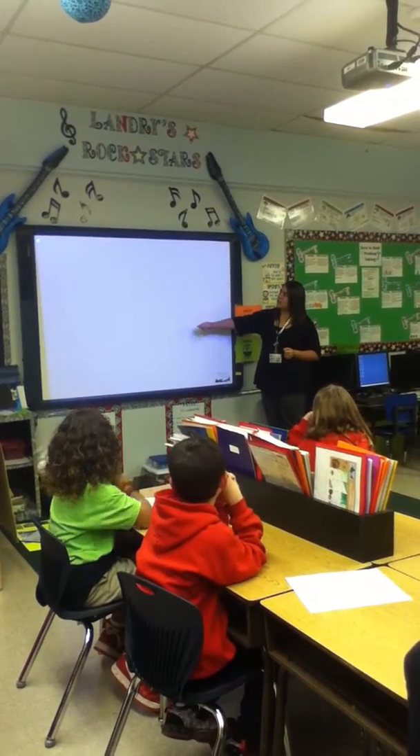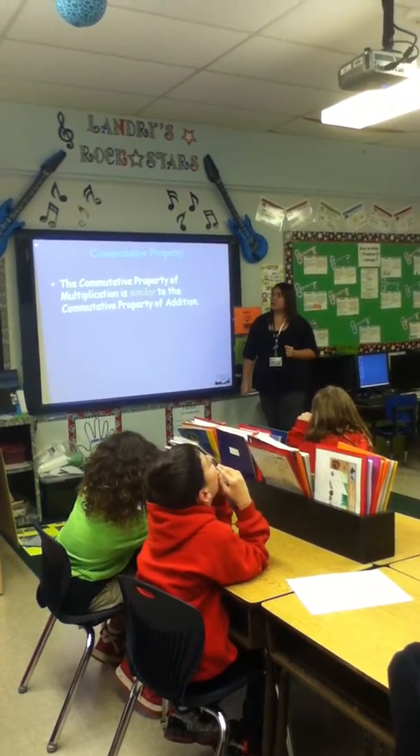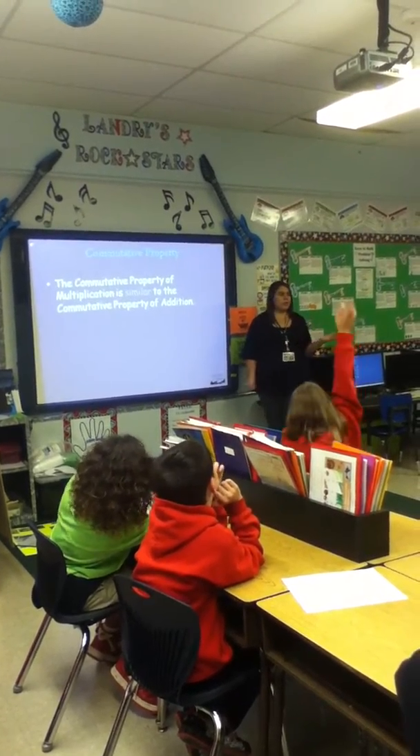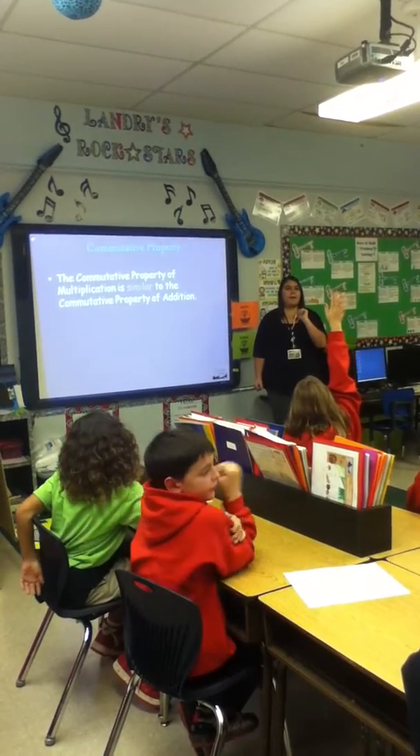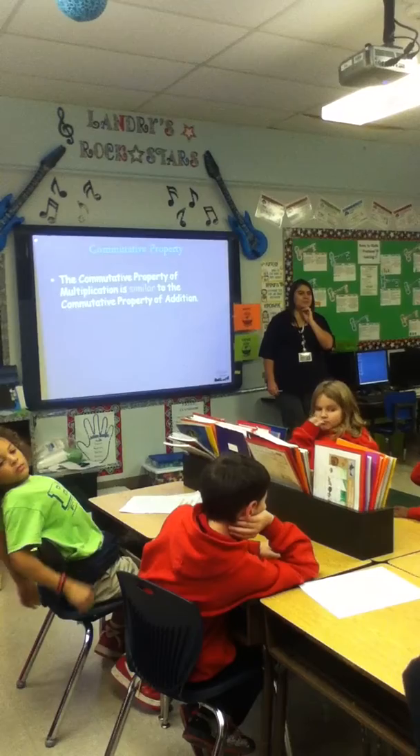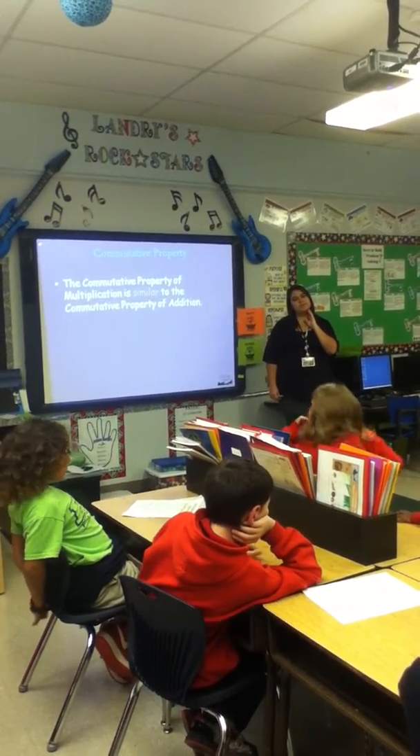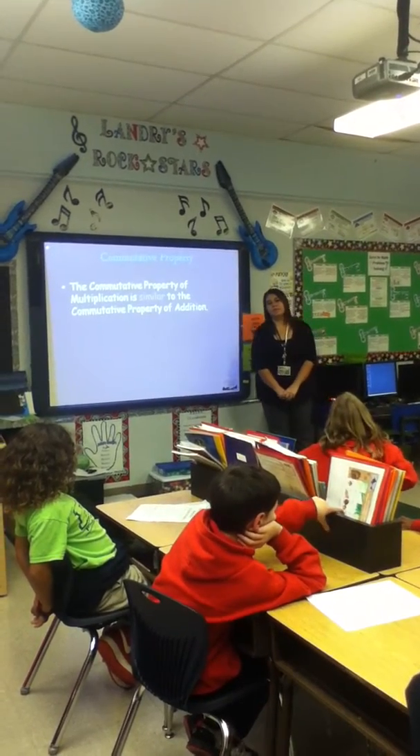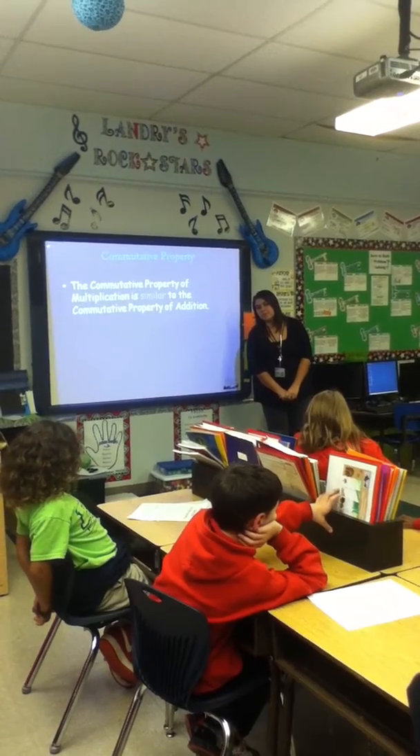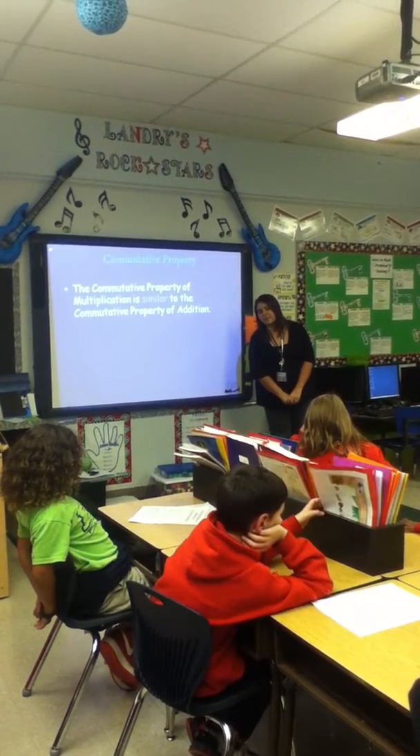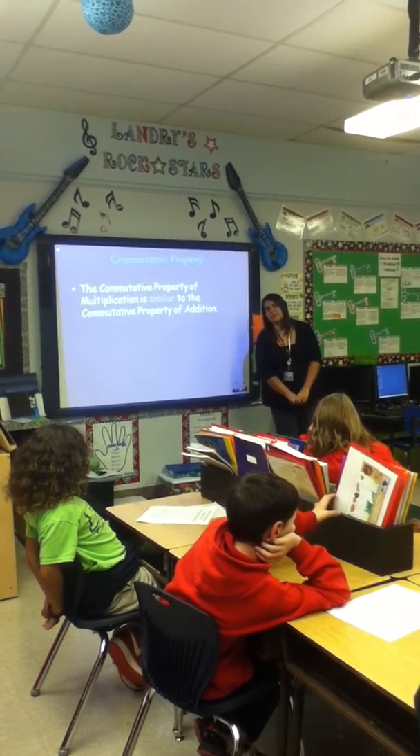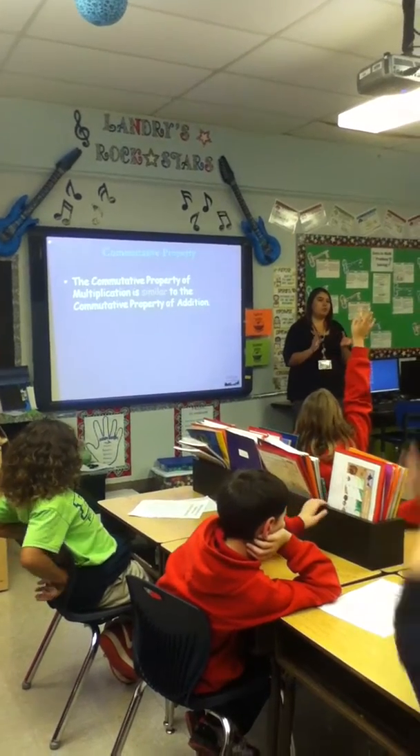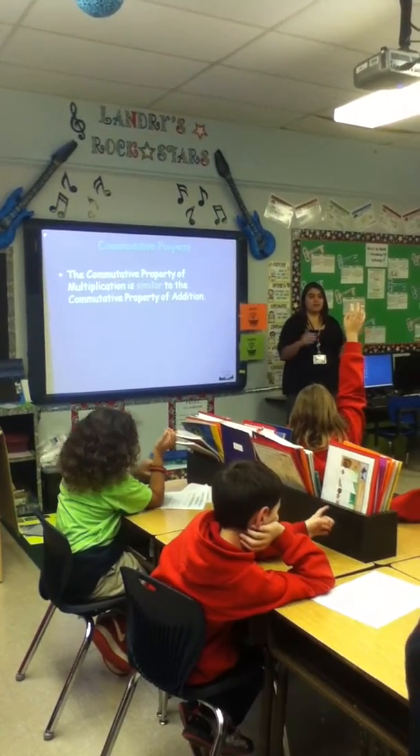And then we talked about the commutative property. So the commutative property of multiplication is similar to the commutative property of addition. Who can tell me what a commutative property is? Joey, you know what the commutative property is? It is similar to the commutative property of addition. It is similar to it, but do you know what you actually do in the commutative property? Like, what do you do with your addends in addition or factors in multiplication?